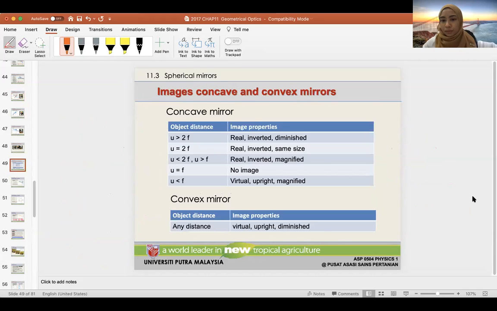So we summarized what happened for a concave mirror and a convex. For a diverging mirror at any distance, it is always virtual, upright, and diminished.